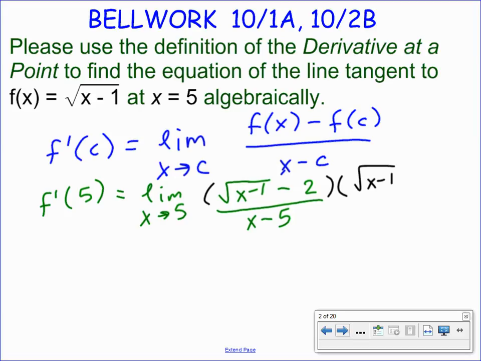The conjugate is the same terms, root x minus 1 and 2, just the opposite operation. So we should multiply top and bottom by square root of x minus 1 plus 2. That's the conjugate of the numerator. On the bottom, same thing.